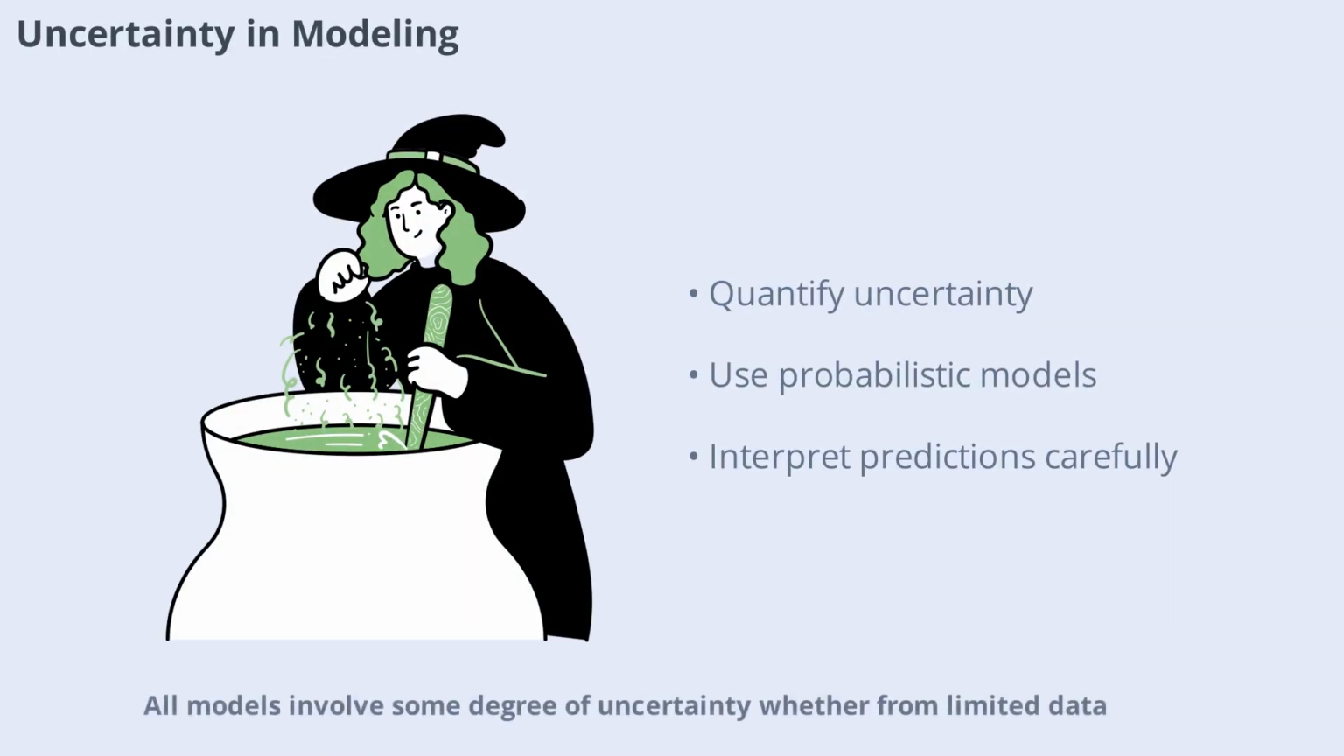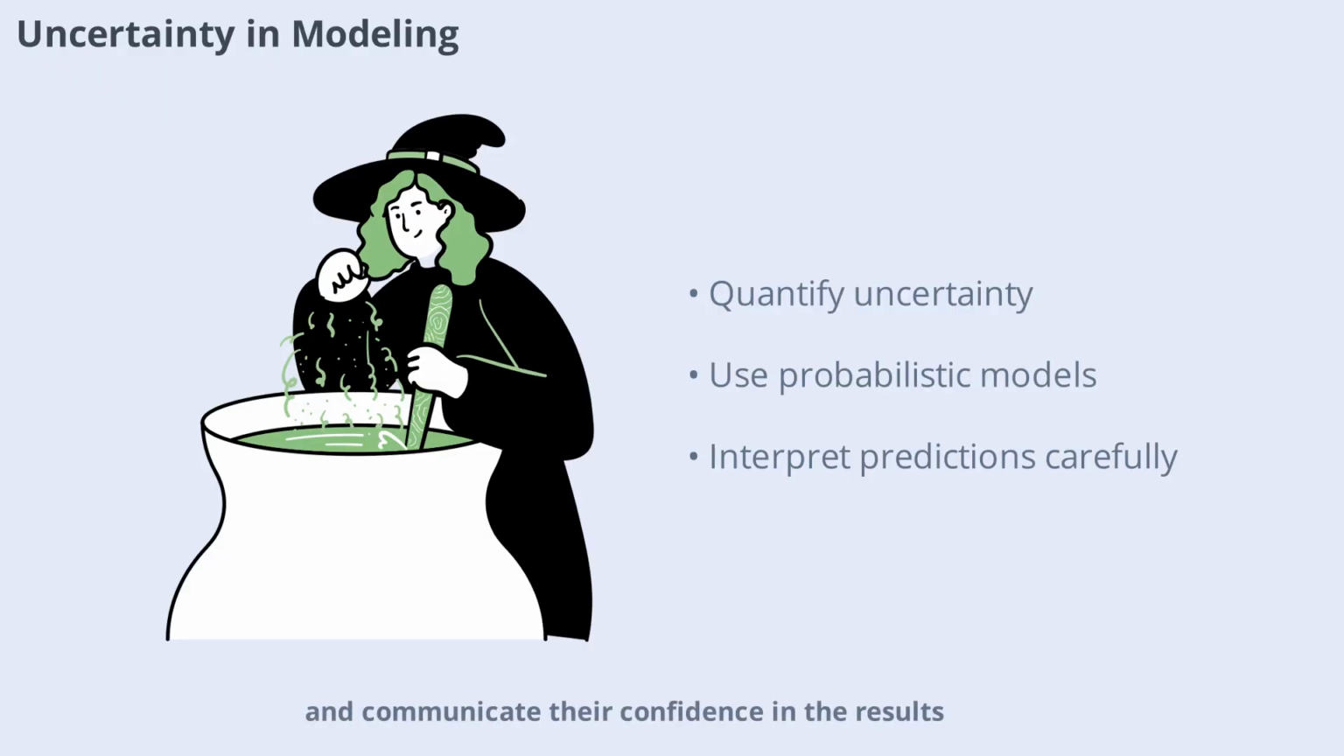All models involve some degree of uncertainty, whether from limited data, unknown mechanisms, or simplifying assumptions. Scientists use various techniques to quantify and manage this uncertainty, such as running simulations with different parameter values or using probabilistic models. Understanding uncertainty helps researchers interpret model predictions and communicate their confidence in the results.